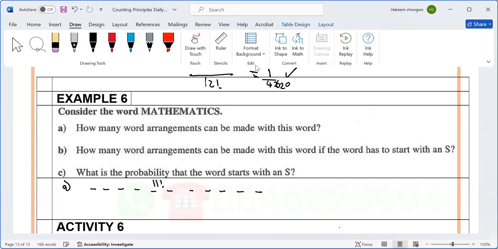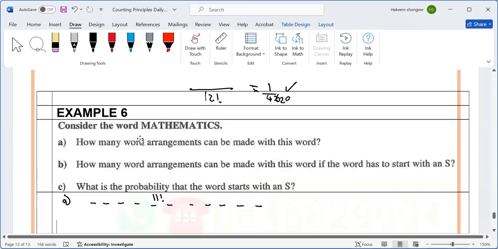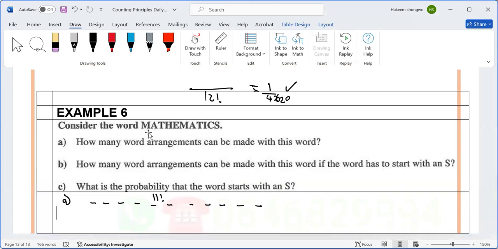The next thing I'm going to do is ask: is M identical with any other M? Is there any other M except this one here? Yes, there is an M. How many letters do you have? It's 11. So we have 11 letters that we can arrange, 11 spaces. So we're going to put 11 factorial.